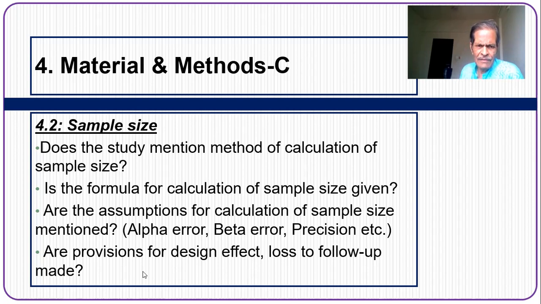Then there are certain provisions to be made after making the calculations with the help of these presumptions. These are called the design effect and loss to follow-up. Many studies involve the follow-up, and one must add a provision for the loss to follow-up. One must also add provision for the design effect. This design effect is itself a subject matter of a separate lecture, but whenever the design effect is mentioned while calculating the sample size, that you must try to find out.